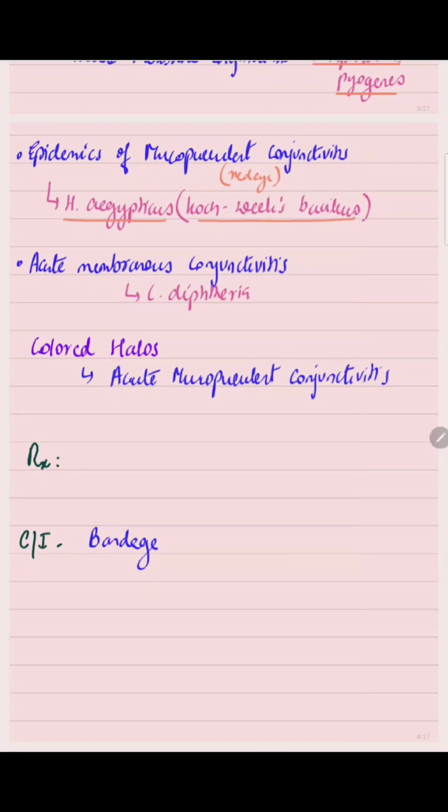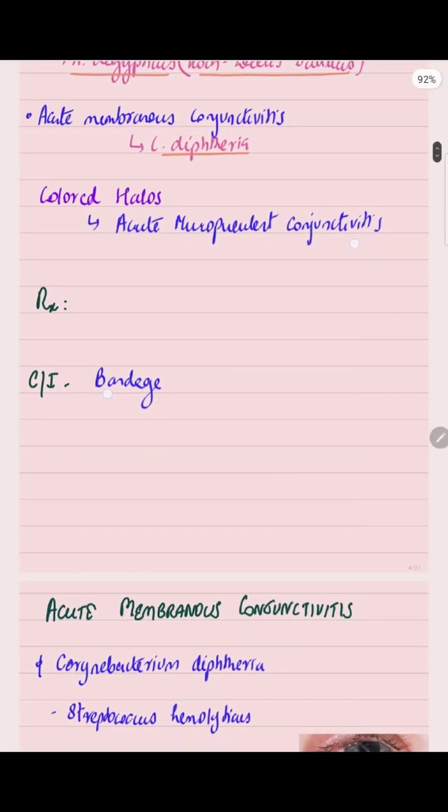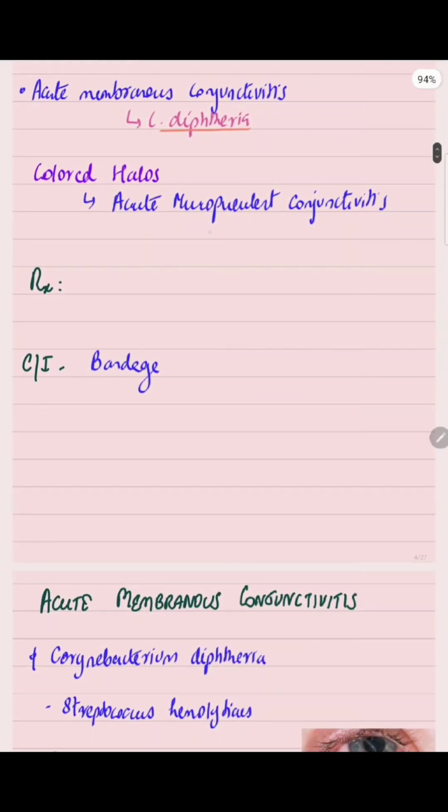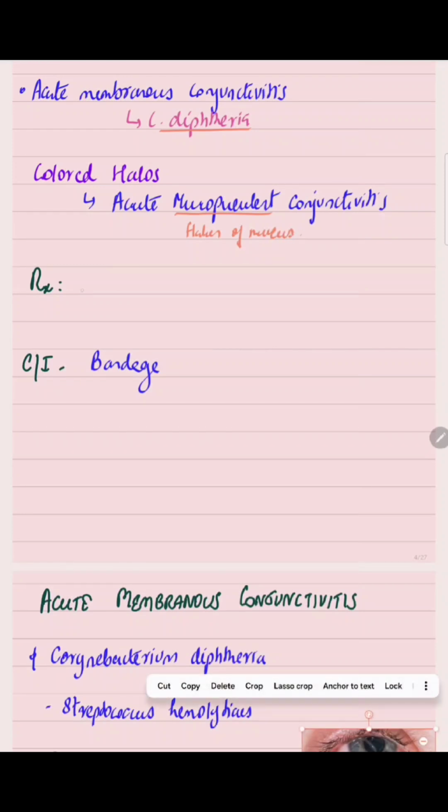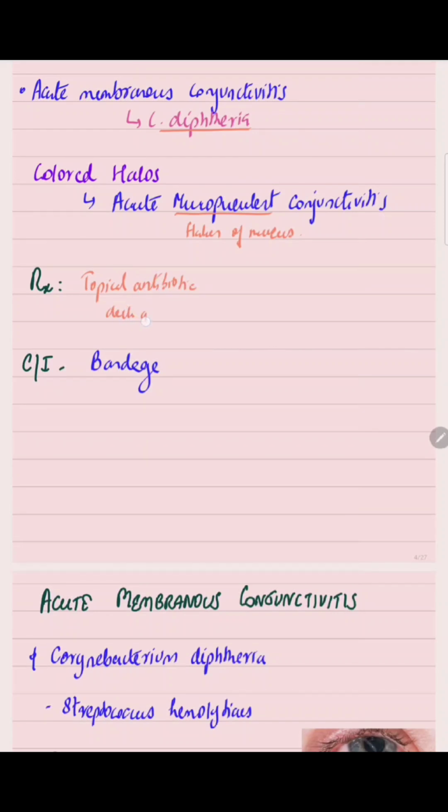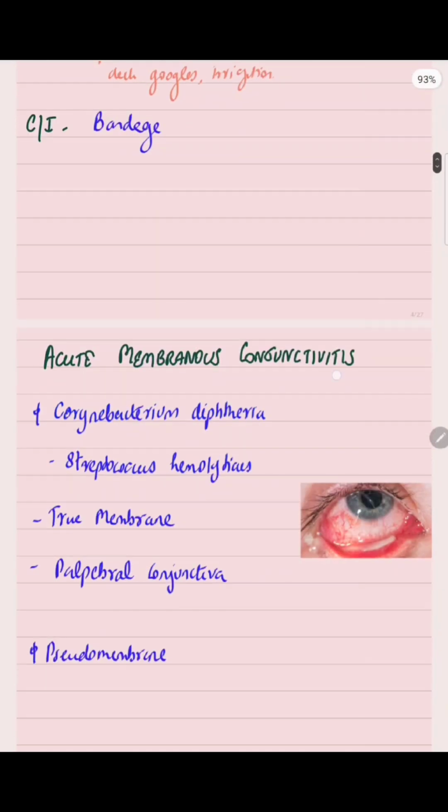Now, acute membranous conjunctivitis is caused by Corynebacterium diphtheriae. Colored halos are most commonly seen in acute mucopurulent conjunctivitis due to flakes of mucus passing across the cornea. Treatment of bacterial conjunctivitis is topical antibiotics, irrigation of the conjunctival sac, dark goggles, etc. Contraindications are bandage and steroids.